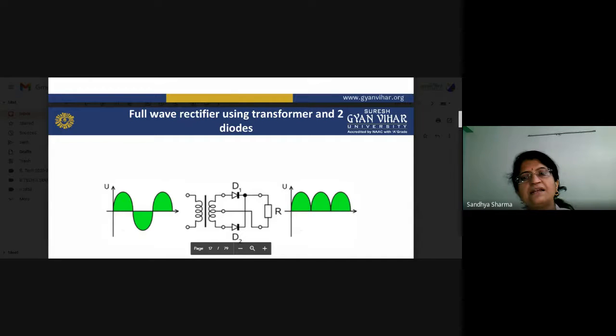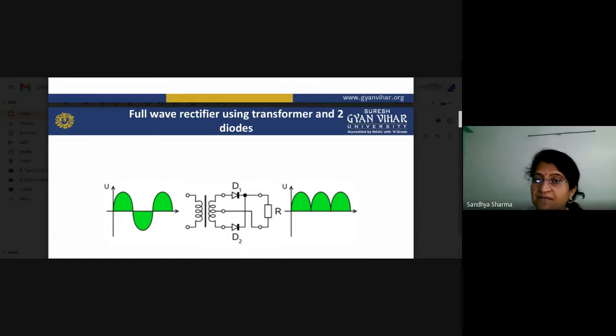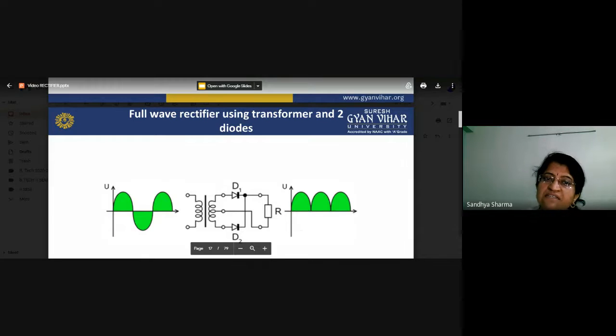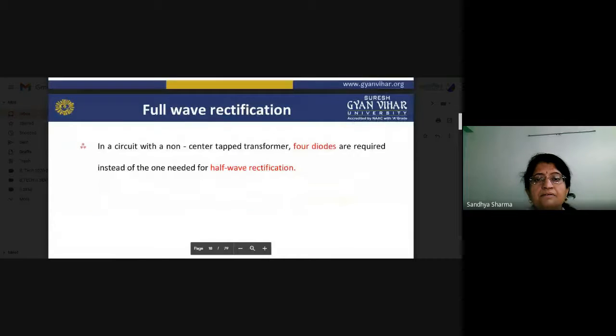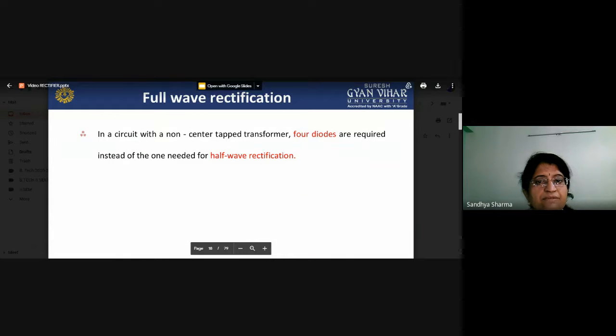So we can see that we achieve unidirectional current in all the half cycles. This is full wave rectification, meaning in both the positive and the negative half cycles we achieve DC current by the alternating use of diodes D1 and D2. So this is full wave rectification, and that is basically what we require.